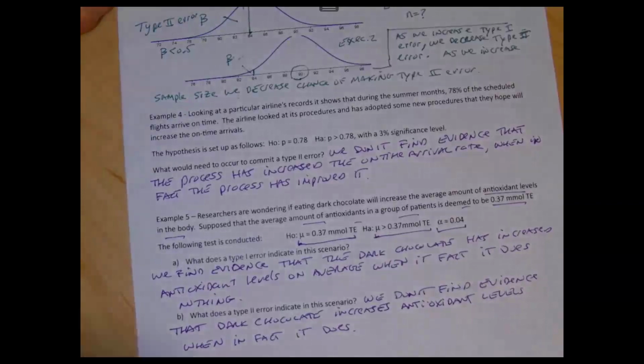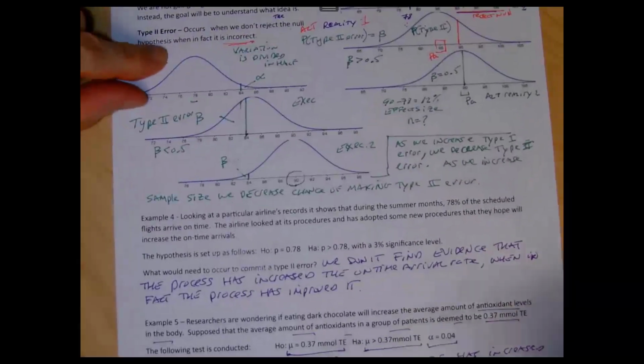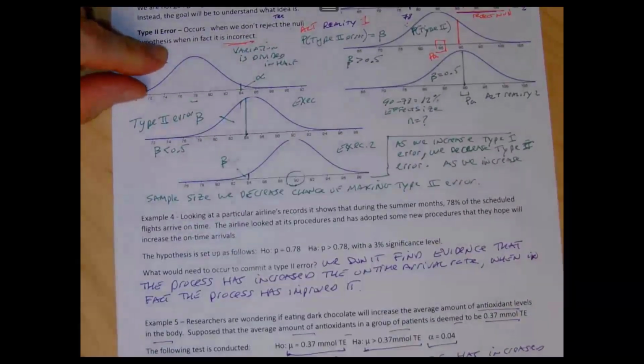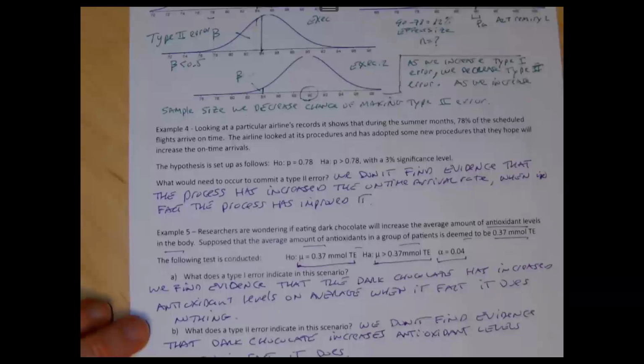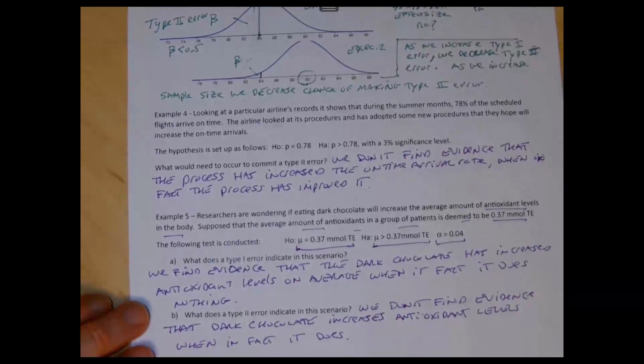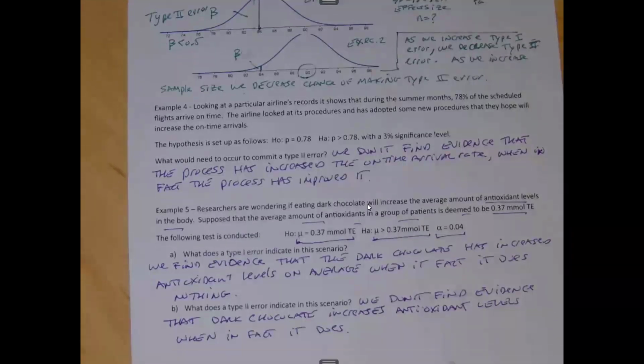Again, a type 2 error occurs when we don't reject the null hypothesis, when in fact it is incorrect. So looking at this, it just says we don't find evidence that the dark chocolate increases the antioxidant level. In fact, it does. And that's really it.